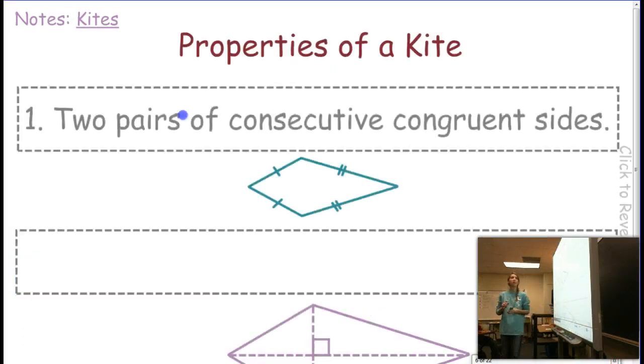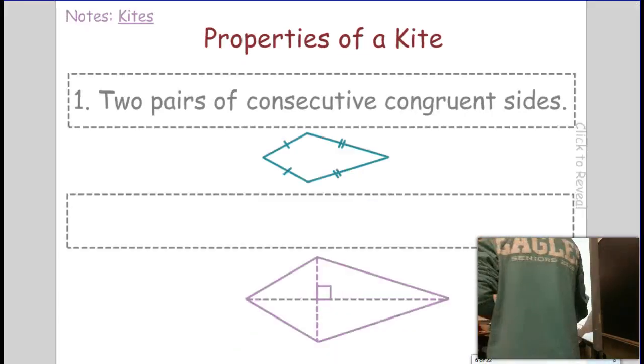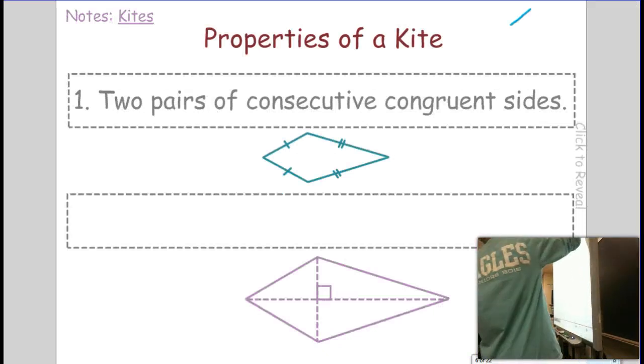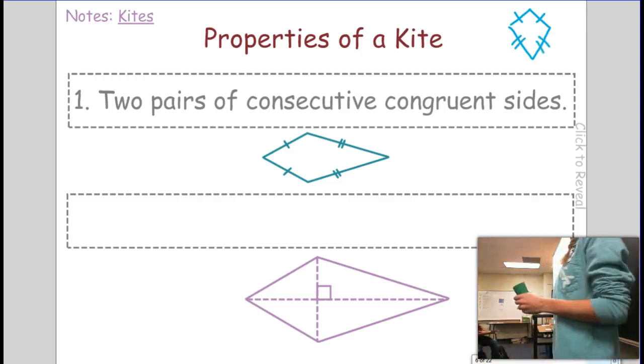So here's property number one. Add it to your family tree. Two pairs of consecutive congruent sides. Then add tick marks to your picture. Your picture is oriented a different way than mine, so be careful. On your family tree, your picture looks like this. So make sure you put the tick marks in the correct spot on your kite on your family tree.